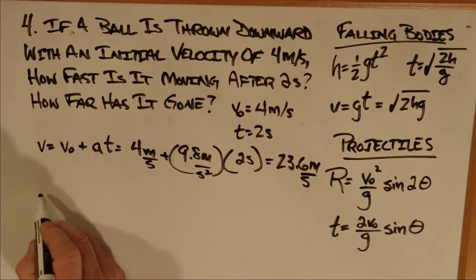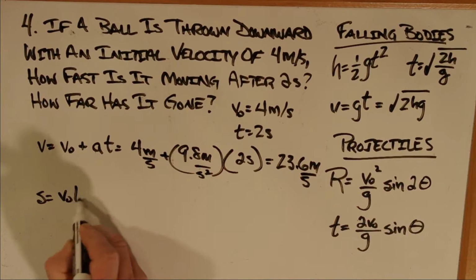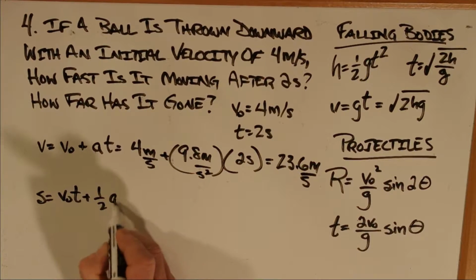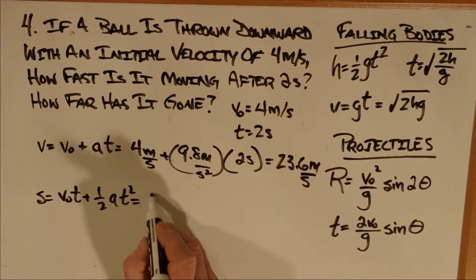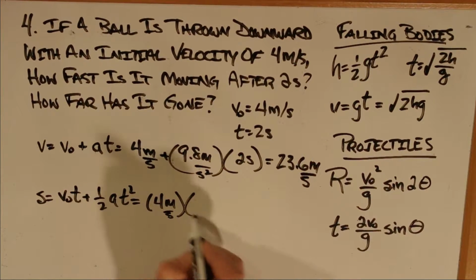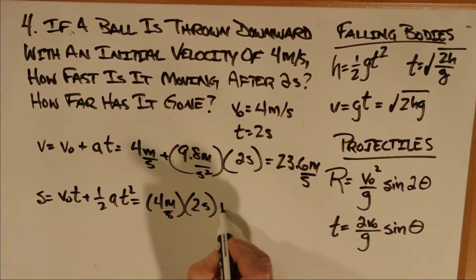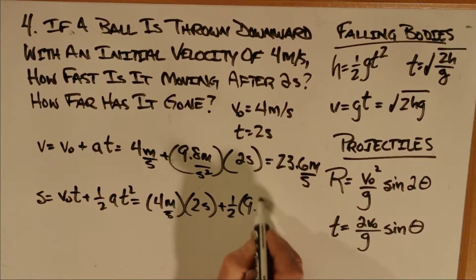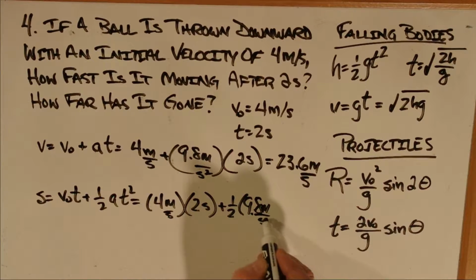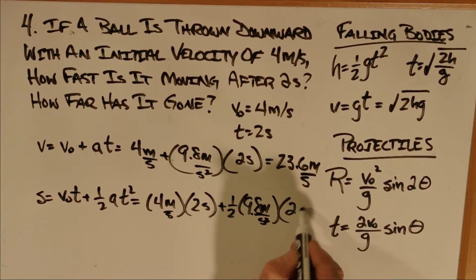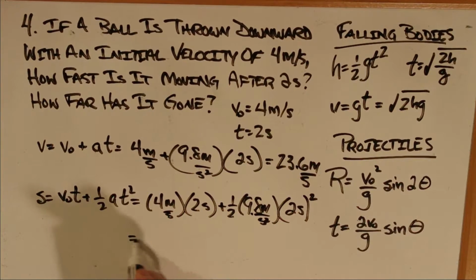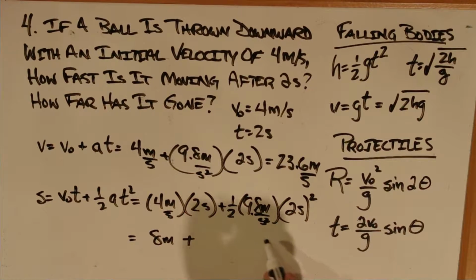The distance that the ball has traveled is going to be equal to v sub 0 t plus 1/2 a t squared. Again, an equation from an earlier problem set. We have v sub 0 is 4 meters per second. We multiply that by the 2 seconds that were given, and then 1/2 times 9.8 meters per second squared times 2 seconds squared. The first term comes out to be 8 meters. The second one, a half times 9.8 times 4, is 19.6 meters. Add those two numbers together, and we get 27.6 meters.